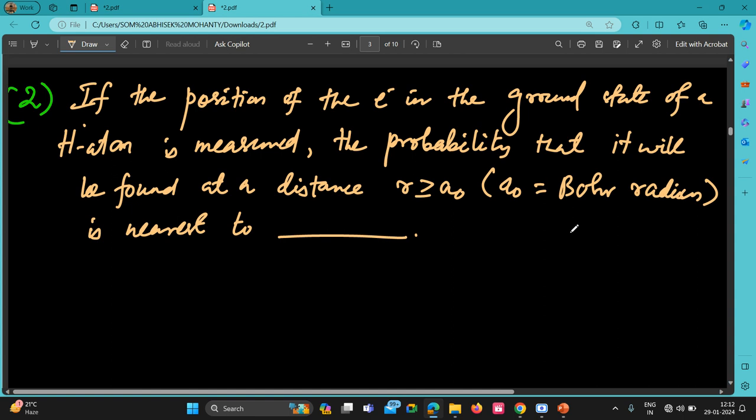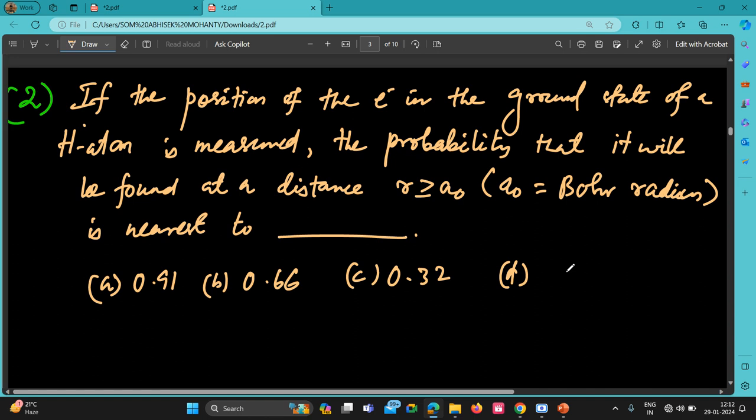Again, read the question. Option A is 0.91, option B is 0.966, option C is 0.32, and option D is 0.13. Position of the electron in the ground state of a hydrogen atom is measured. The probability that it will be found at a distance r greater than or equal to a naught is nearest to what? Okay, see.